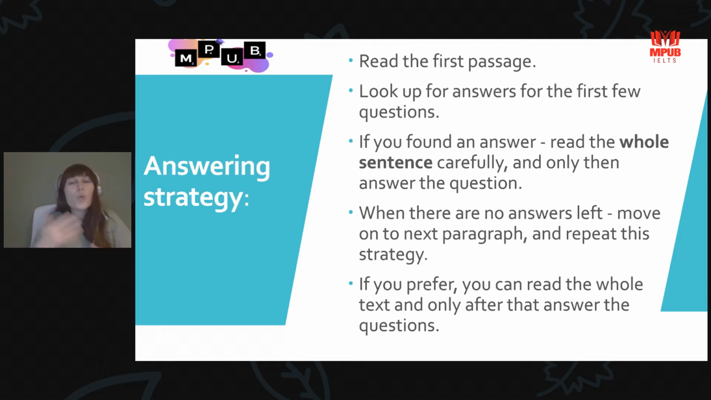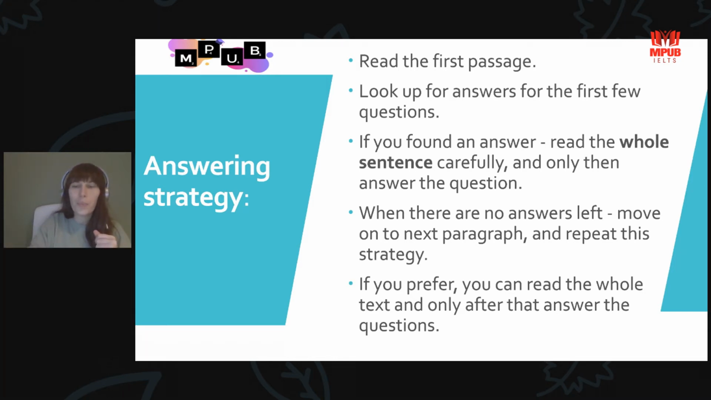However, if you dislike this strategy, then you can read the whole text and then only after answer the questions. Don't ever attempt to answer the questions before reading the passage, okay? Because the passage is the treasure. It contains all of the answers you need to score your high band score.